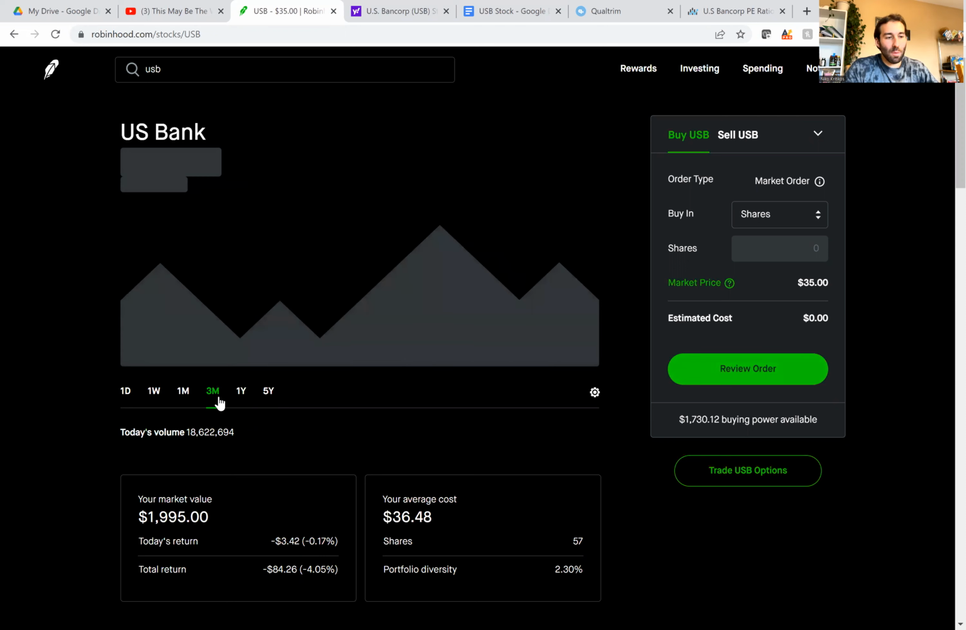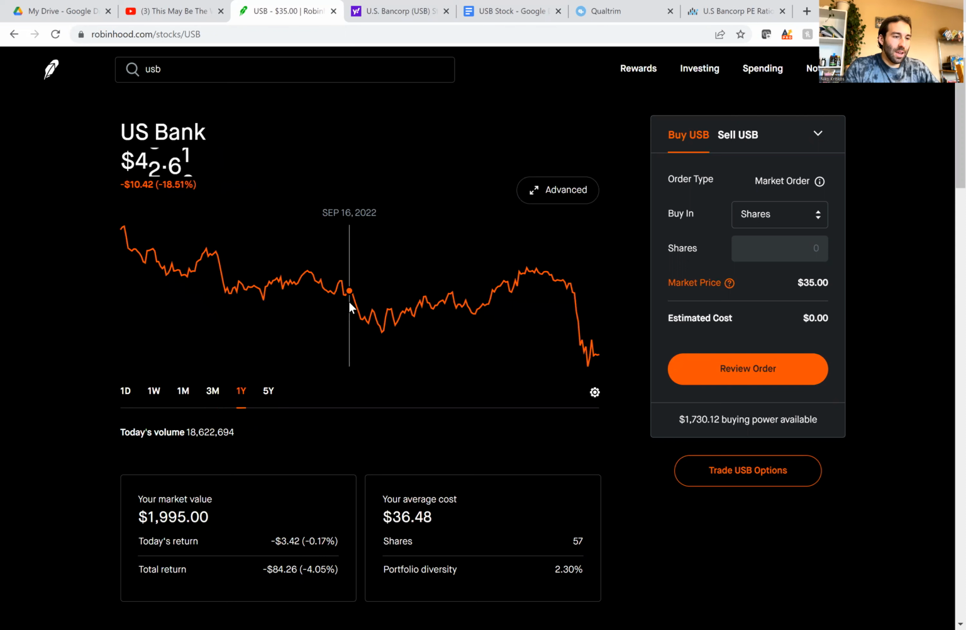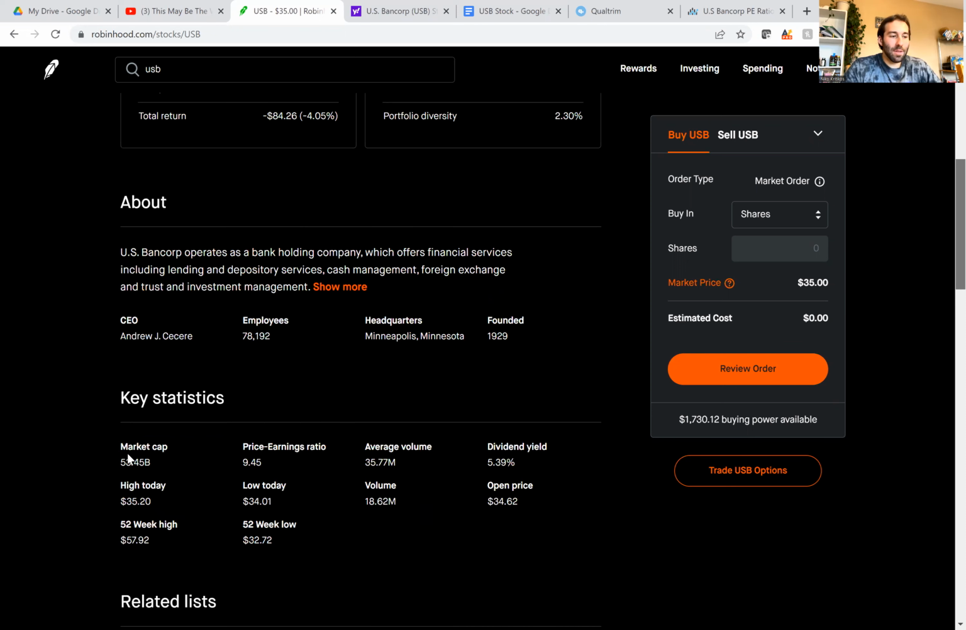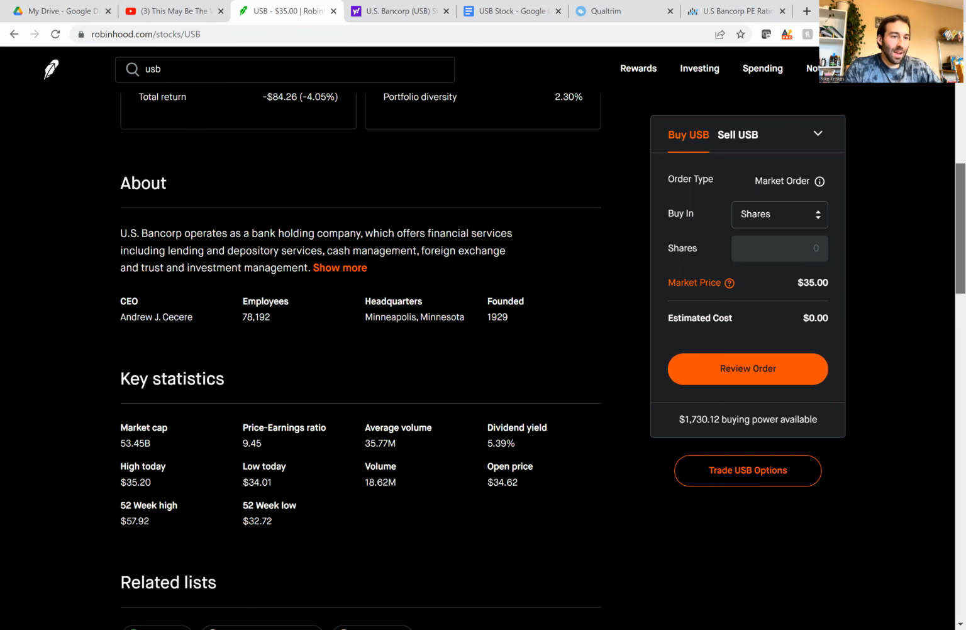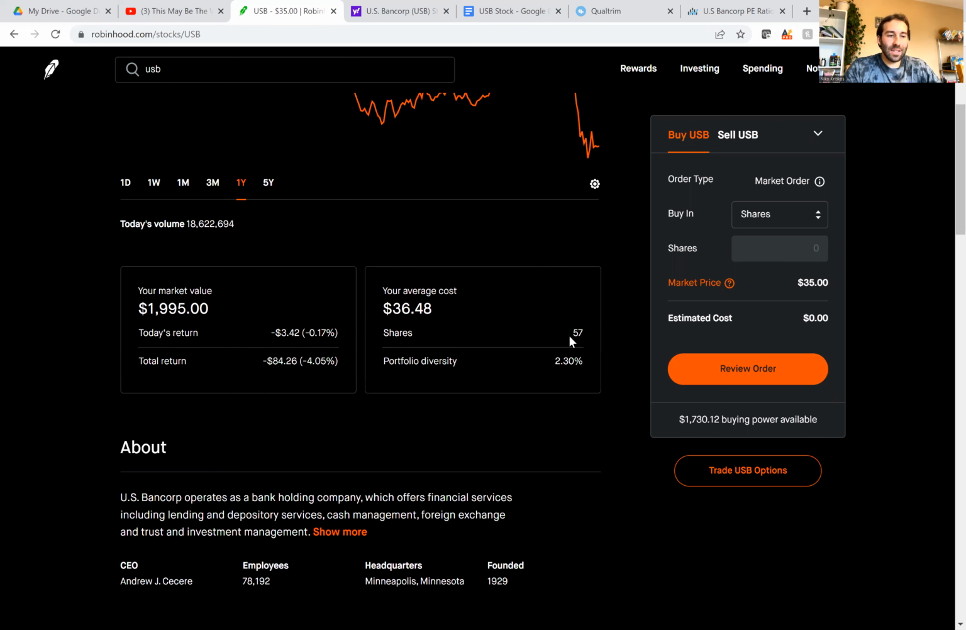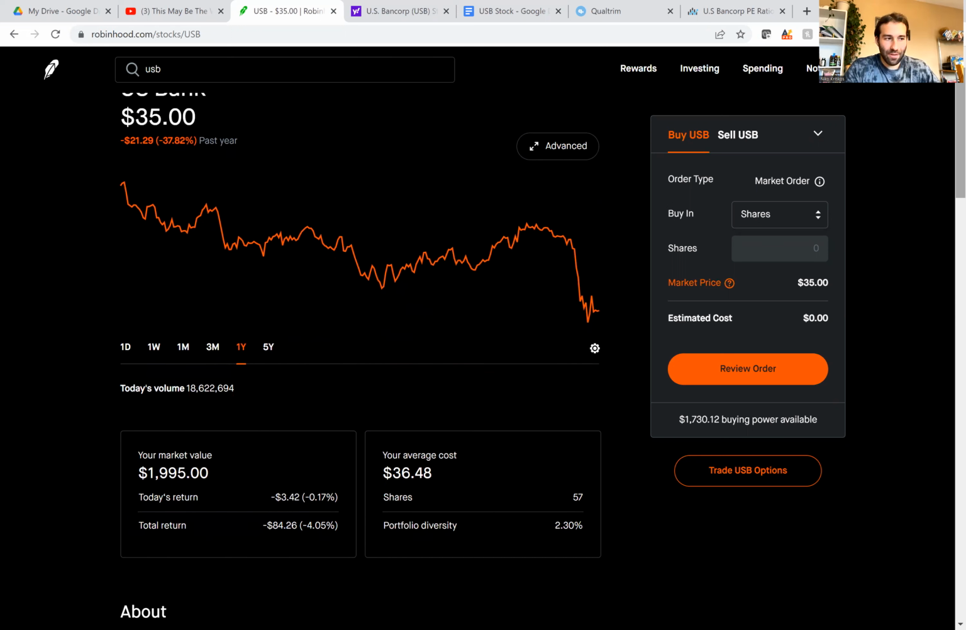So this stock was normally trading right around the $45 to $50 range. And now the stock is $35 a share. The market cap on this company is $53 billion. And as you can see, I bought in 57 shares at $36 a share. So it's slightly below where I bought in, but I'm not too worried. If it continues to drop more, then I'll buy more shares.